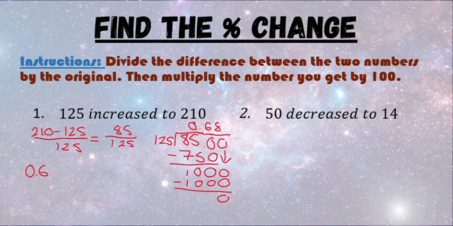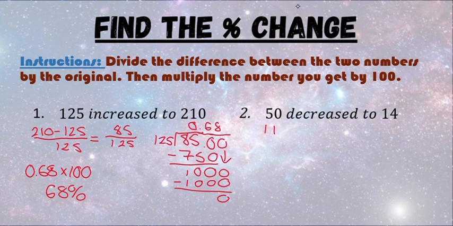We have 0.68, and the last step for number 1 is to multiply this by 100 to turn the decimal into a percentage. And finally, we get 68%. So what's the percent change from 125 to 210? There's a 68% increase. For number 2, we're finding the percent change from 50 to 14.